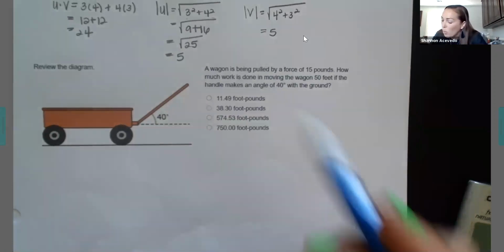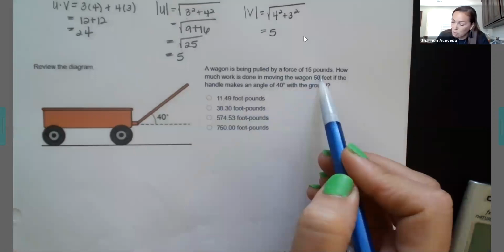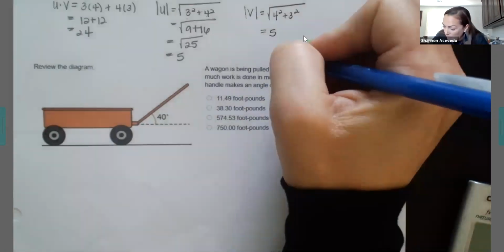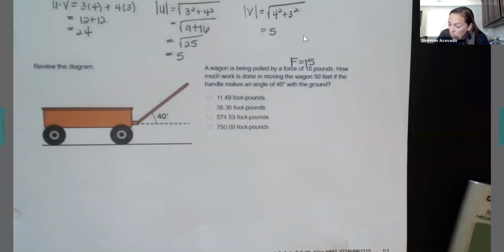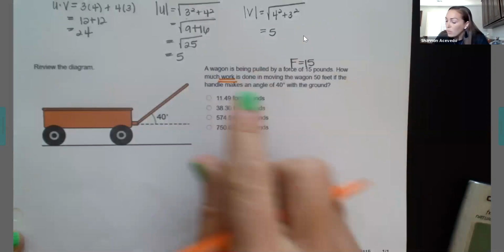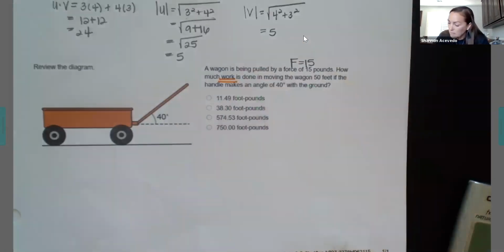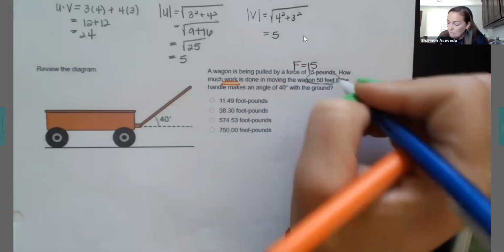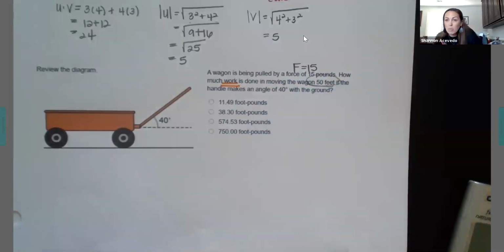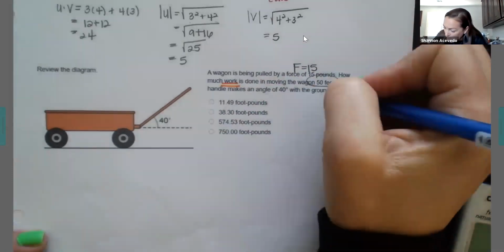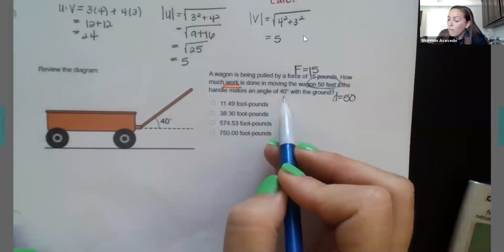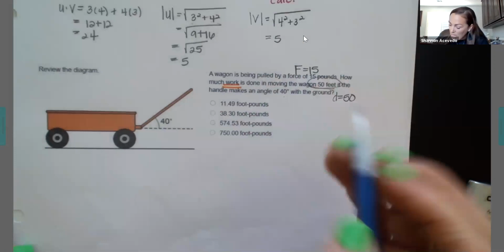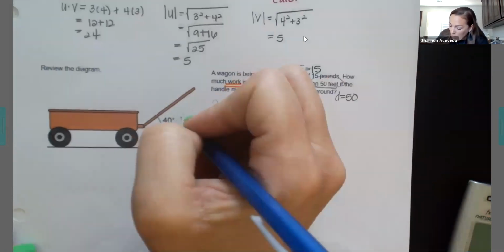So it says a wagon is being pulled by a force of 15 pounds. So this is telling me my force, my F, is 15. They're asking how much work is done by moving the wagon 50 feet. So we're going to move the wagon 50 feet. That's the displacement, how much it moved. So D is equal to 50 feet. If the handle makes an angle of 40 degrees with the ground, this angle right here is going to be my theta.